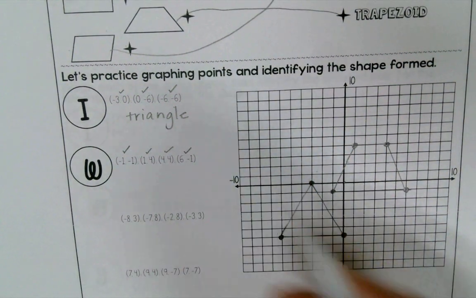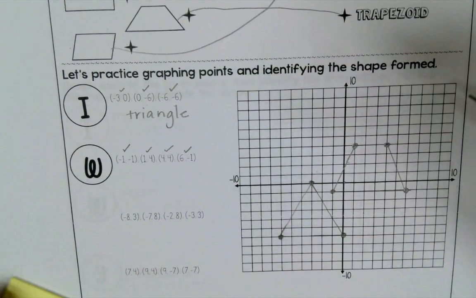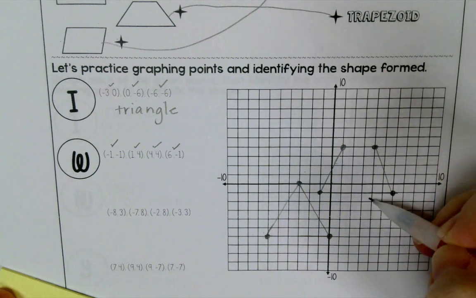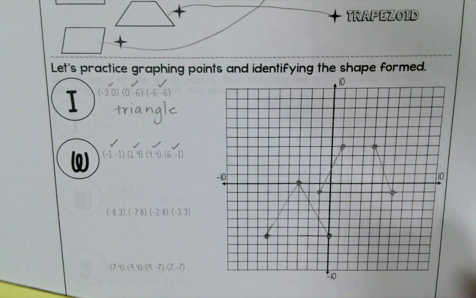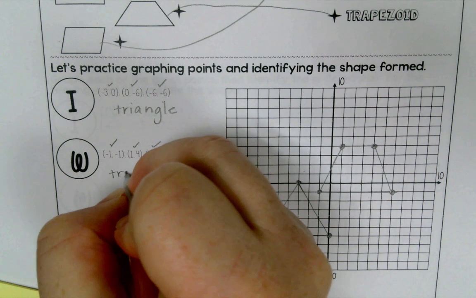Okay. And if we look in here, we see we have two bases and we have two lines that are not parallel. We know that's a trapezoid.